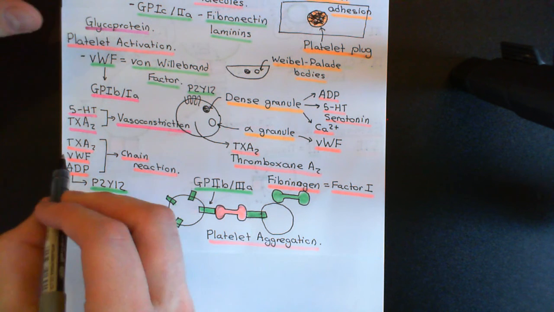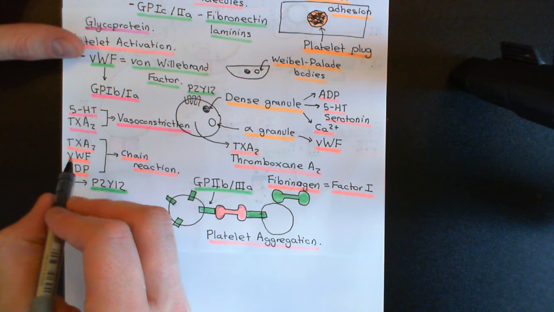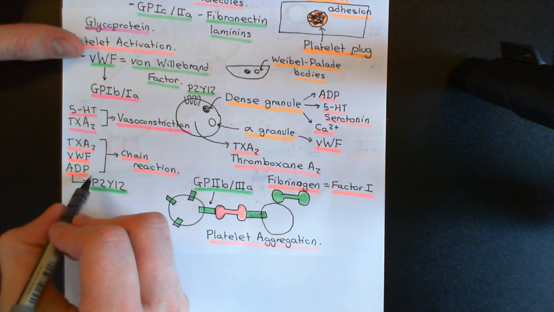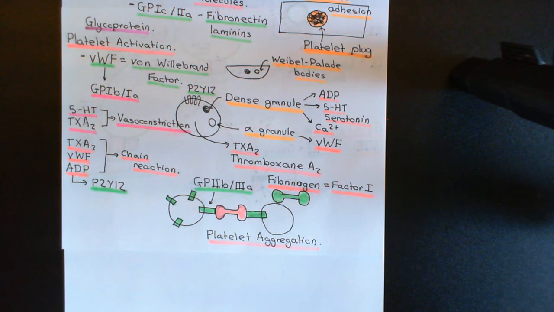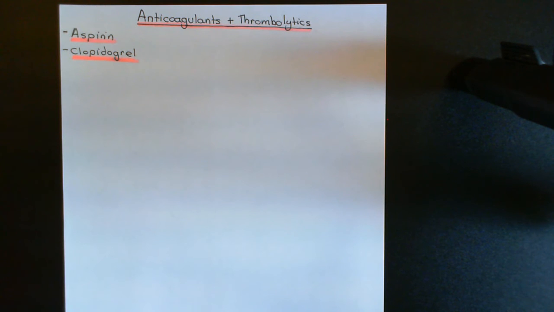Aspirin is going to work by taking out thromboxane A2, while clopidogrel is going to work by taking out ADP to try and decrease the chain reaction, to try and reduce the number of platelets that are actually going to be activated by this chain reaction, and therefore trying to prevent thrombus formation. That's the way that these 2 drugs are going to work. They're both going to try to prevent the chain reaction.